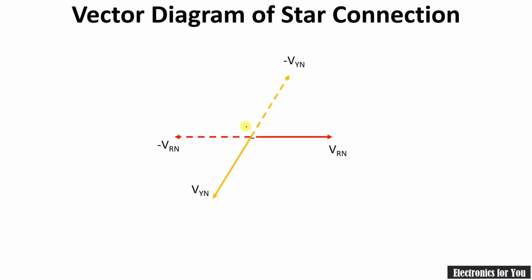Now the third phase, that is the blue phase, again has a phase difference of 120 degrees from VYN, and therefore it can be shown like this, and its negative counterpart will be minus VBN, and it can be shown like this. Now we have this as our neutral point in this case. Instead of calling it the neutral point, let us say it is 0.